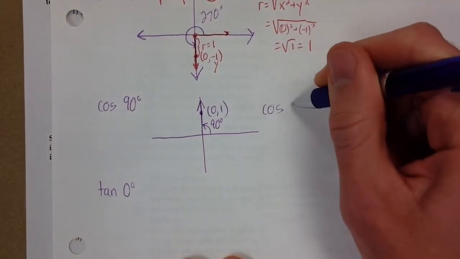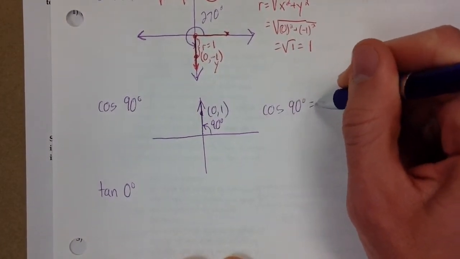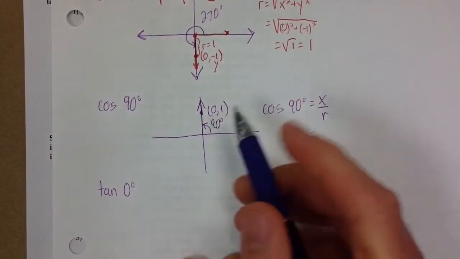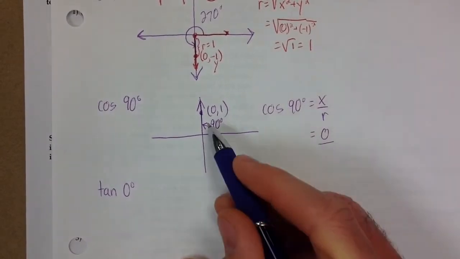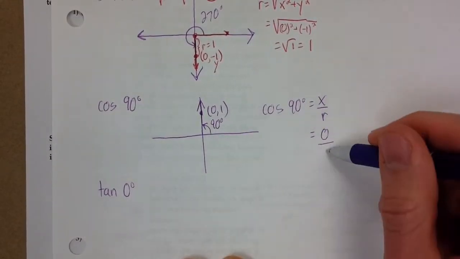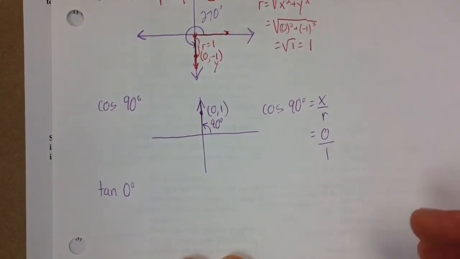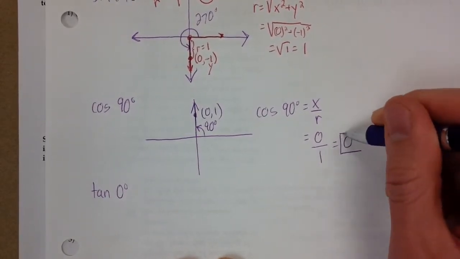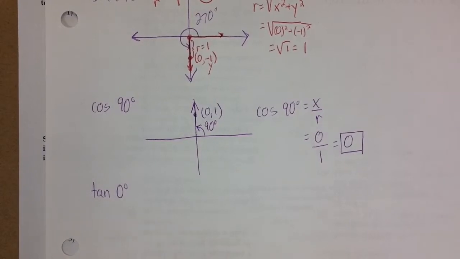Cosine is x over r. Which is going to make it 0 over 1. Good. The x-coordinate is 0. R, with the point selection that I have suggested, is always 1, but it wouldn't matter anyway. 0 over any number other than 0 is 0. Good. Any questions on finding cosine of 90?